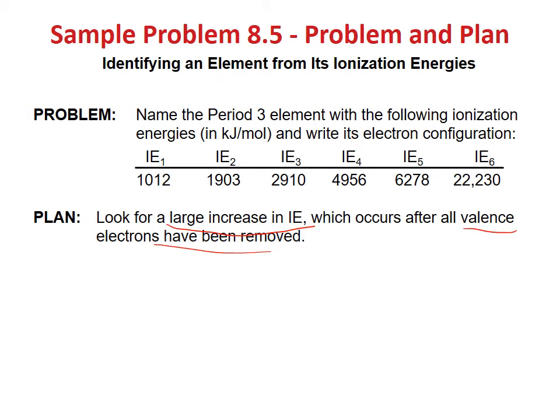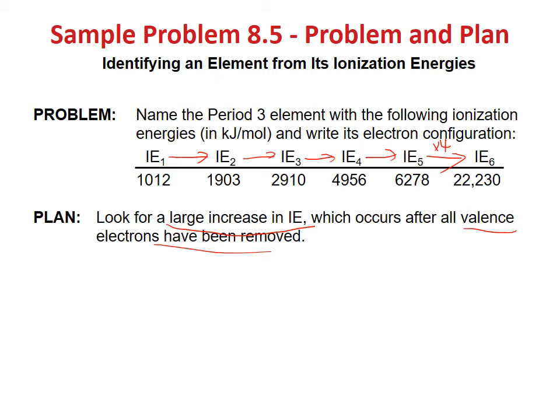So if we look at the table, from 1 to 2, it's a less than twice increase. 2 to 3, less than twice. 3 to 4, less than twice. 4 to 5, less than twice. 5 to 6, that's about 4 times. Okay, so that's the largest increase in ionization energy.